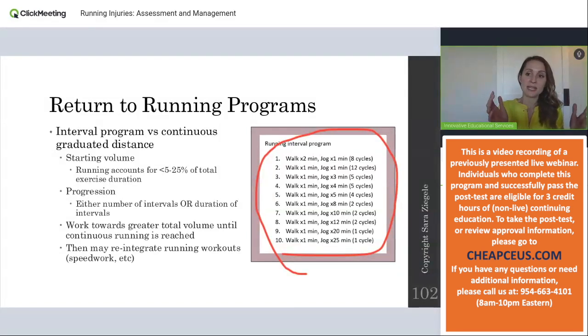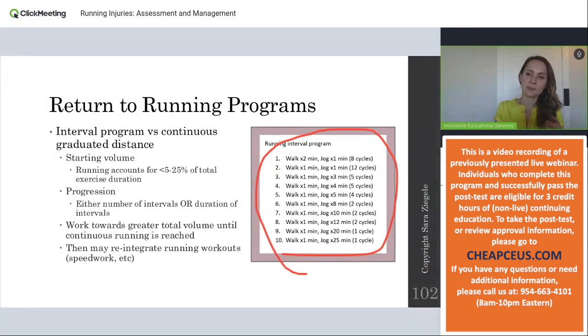So it can be about 5 to 25% of a total exercise duration if we're talking about an interval program. You don't want the whole program to be running. You don't want a 50-50 split at the beginning. Usually you want it to be less than a quarter of the time.